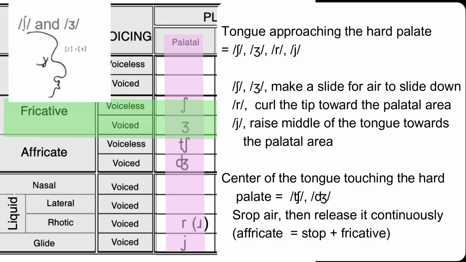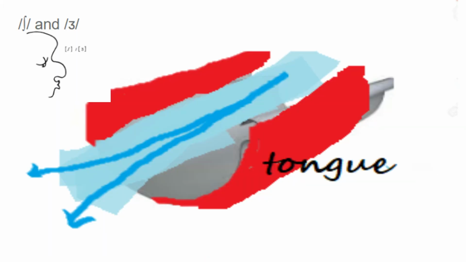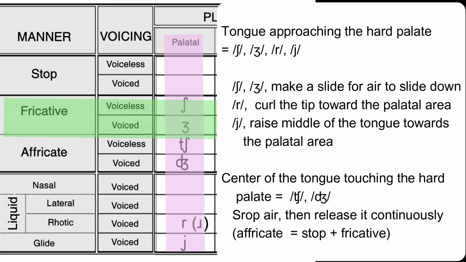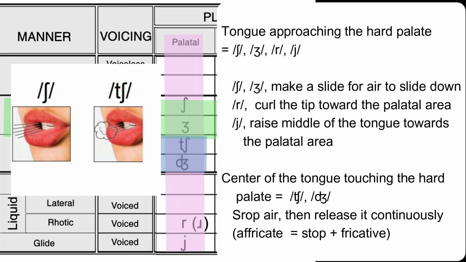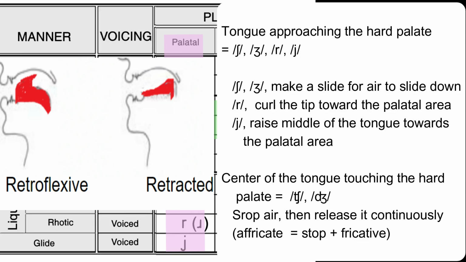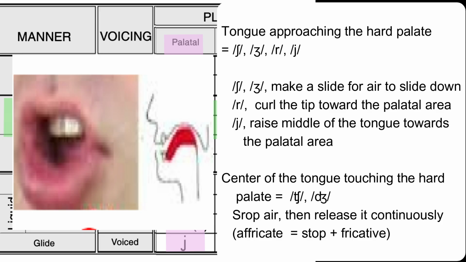For the fricatives sha and ja, the sides of the tongue touch the upper teeth to make a channel with the body of the tongue. Air flows through a narrow channel formed along the middle of the tongue. For the affricates cha and ja, the center of the blade briefly touches the hard palate. For ra, the tongue tip is curled up toward the palatal area. For ya, the middle of the tongue is raised towards the roof of the mouth.